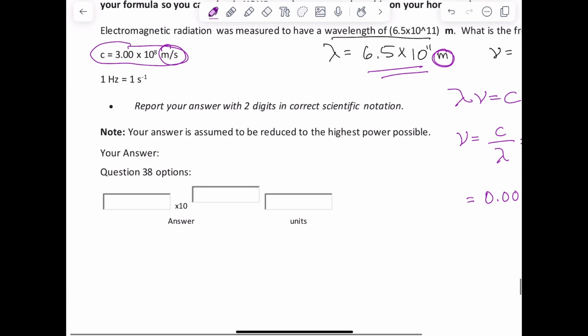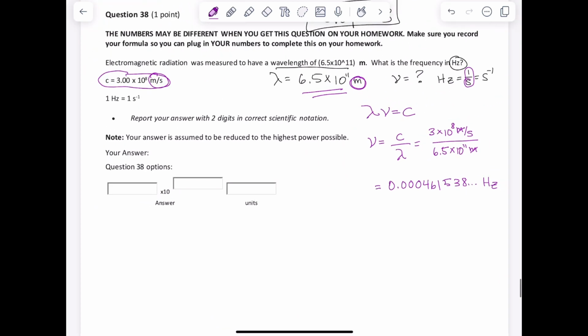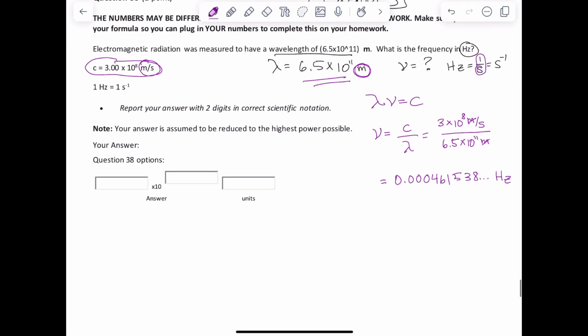Let's come back to our problem and look at how it wants it. We are going to have to put that in scientific notation. So 1, 2, 3, 4. So 4.6, it wants 2 digits, times 10 to the negative 4 hertz. So I will type in the 4.6 here, the negative 4 here. This is times 10 to the negative 4. And then I'll write the units hertz.